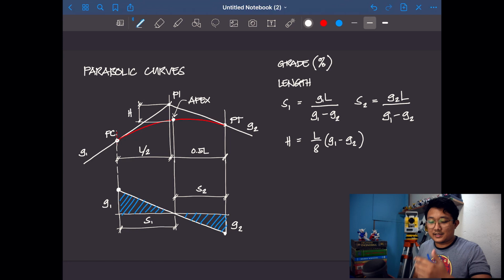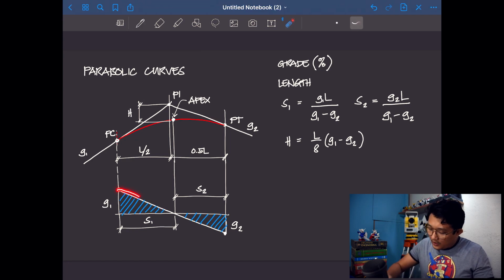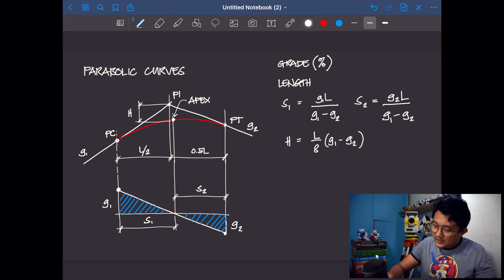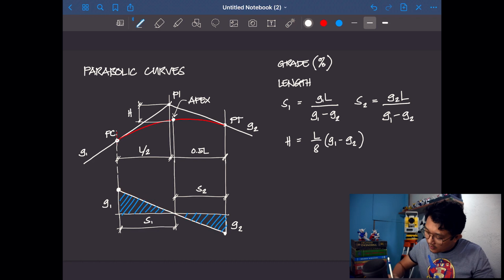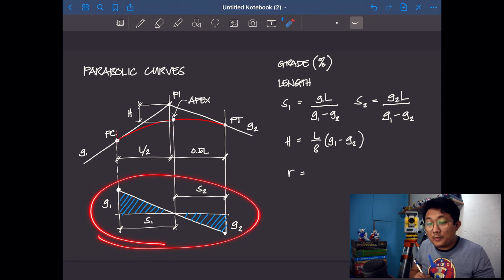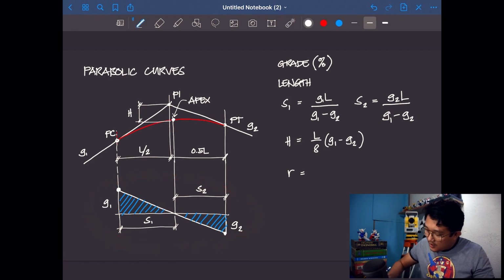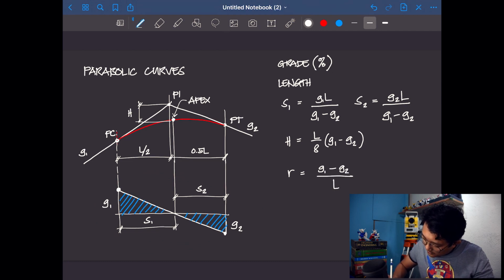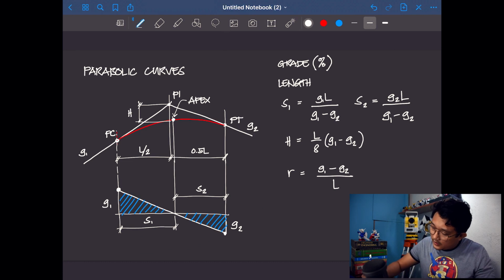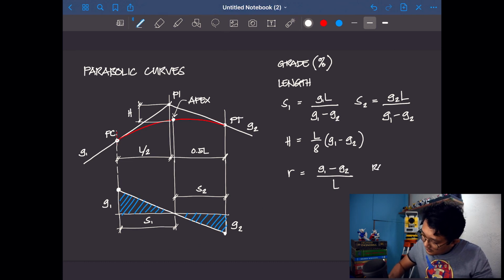Alright? And lastly, we can have, take note, if you would look at it, that this is a straight line, it must have a slope. Now, because it has a slope, we can solve it. Remember, slope is just rise over run. The slope of this graph that represents the change in the grade, R, is given by G1 minus G2 over L. Now, R is what we call the rate of change of grade.